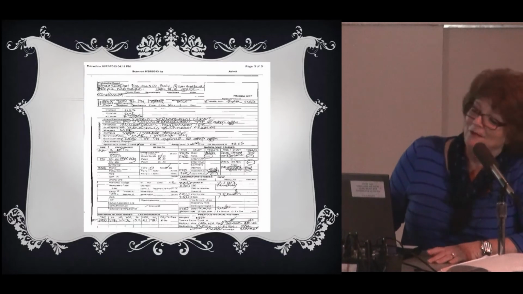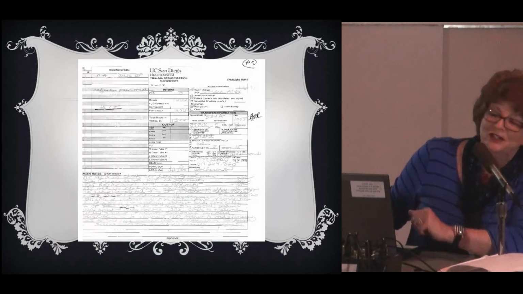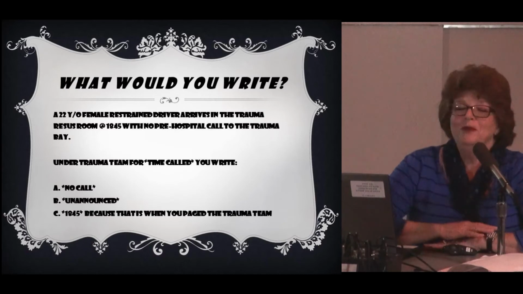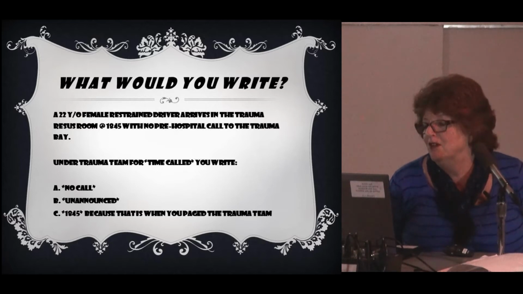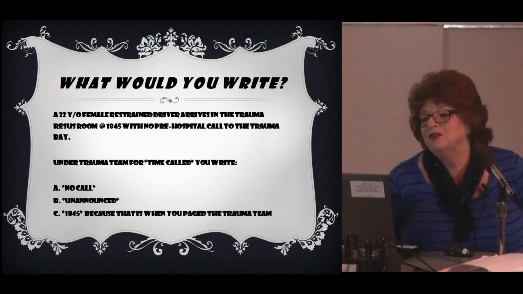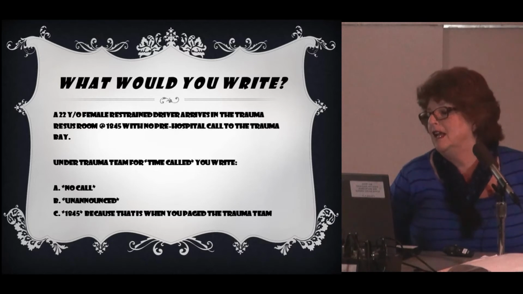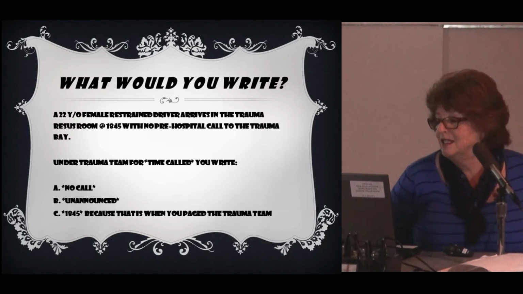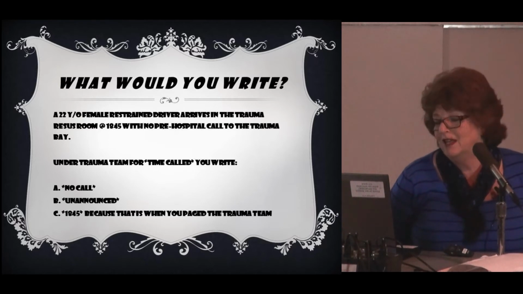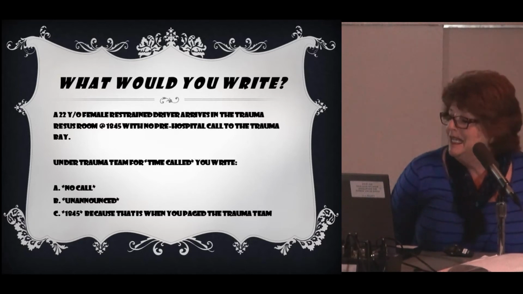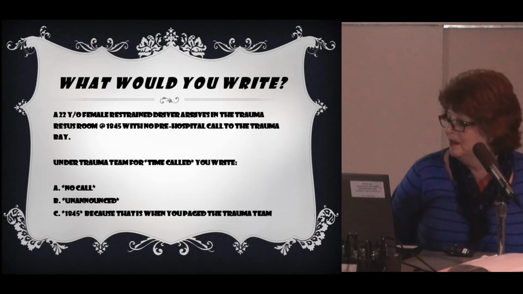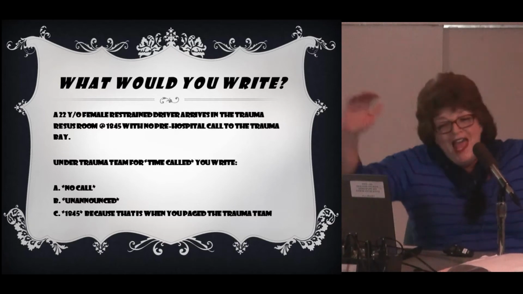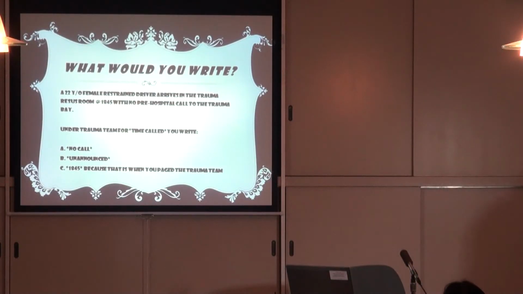So I'm going to pass these because they aren't as easy to look at as the ones we handed you. So I'm going to throw little questions at you here. What would you write? You have a 22-year-old female, restrained driver, and she arrives to the trauma resus bay at 18:45 without any pre-hospital call to the trauma bay. So under trauma team for time called, you write A, no call, B, unannounced, or C, 18:45, because that's the time you put out the trauma page. B. Yay, okay.